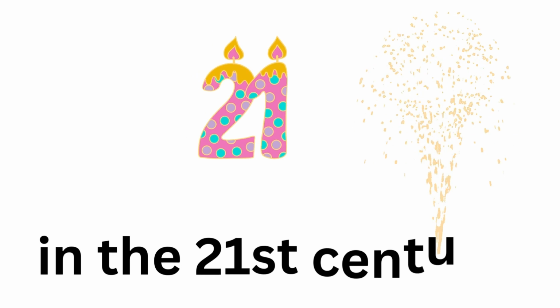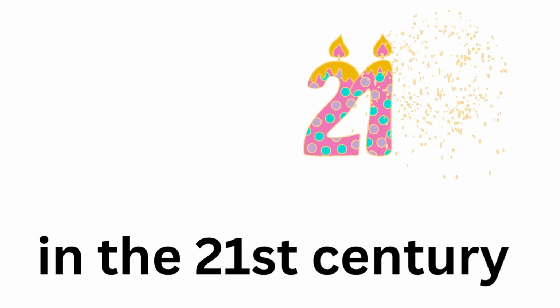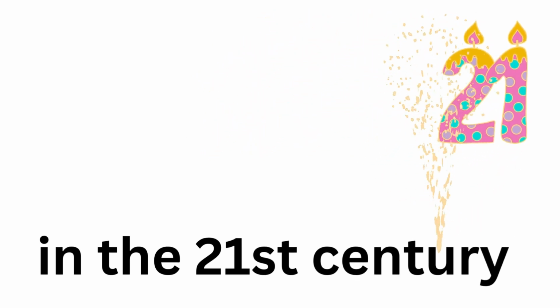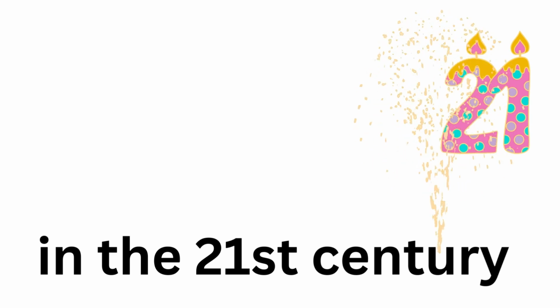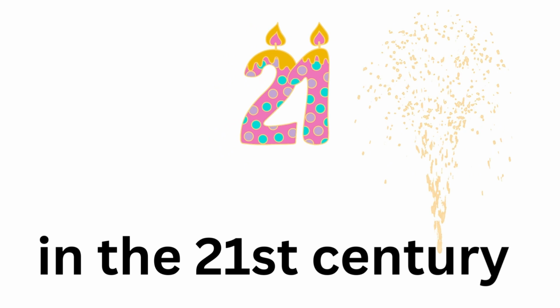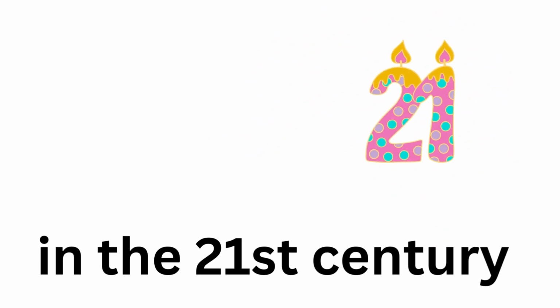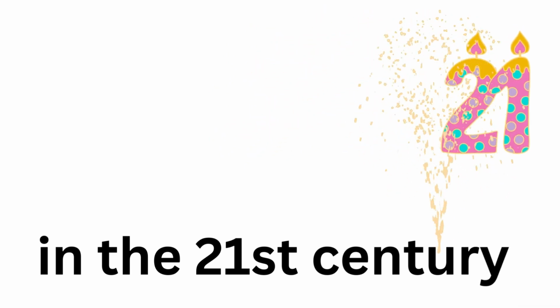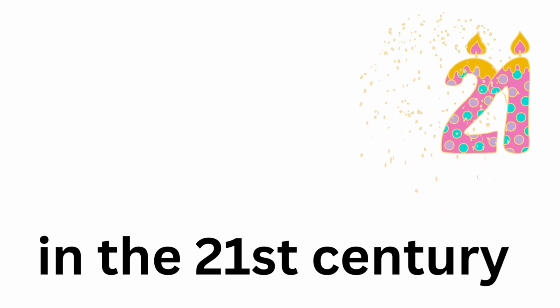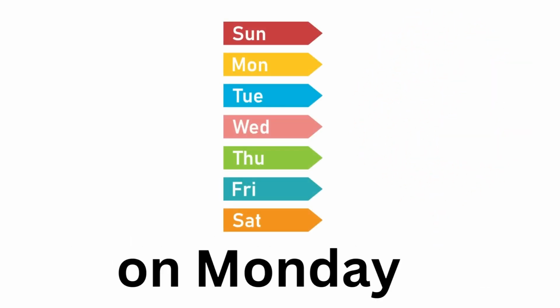So we say in the 20th century, in the 21st century. You know how to figure out which century we are in? Take the first two figures from 2023, that's 20 plus 1, so that would be 21, and now we are in the 21st century. So now let's move on to talk about the preposition on.